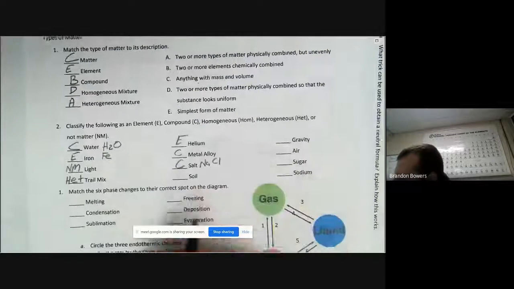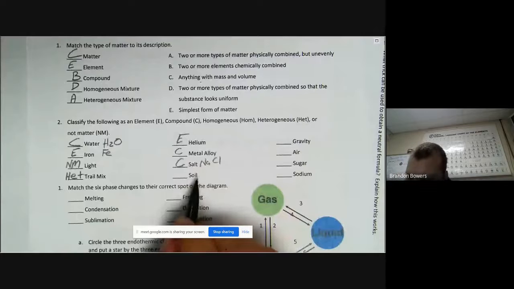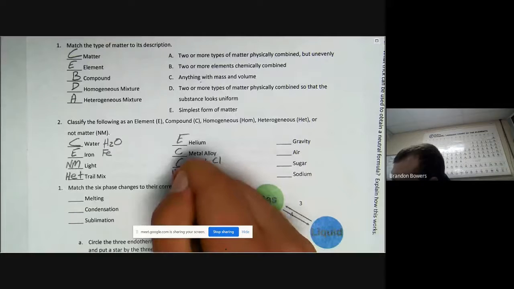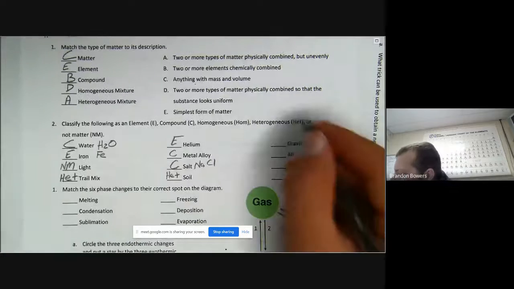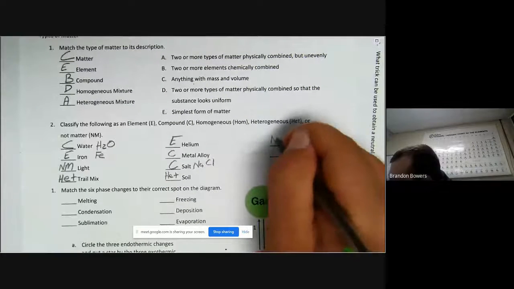Soil. Soil can look two different ways. You could have put homogeneous mixture. However, I think it's going to be heterogeneous because you got all the rocks, you got the roots, you got the dirt, you got the fertilizer, etc. Gravity. Gravity is not matter.